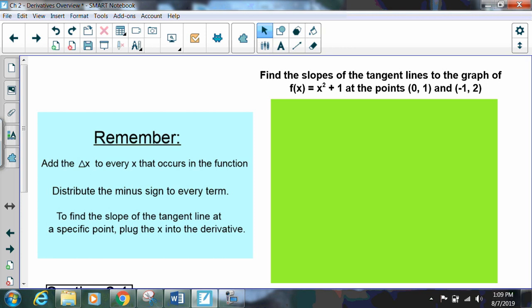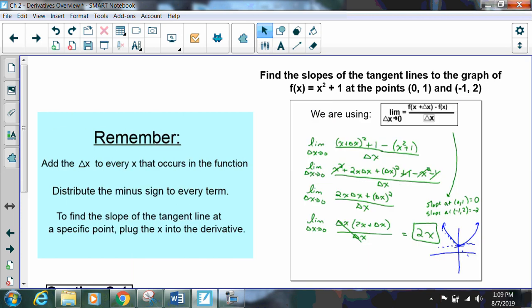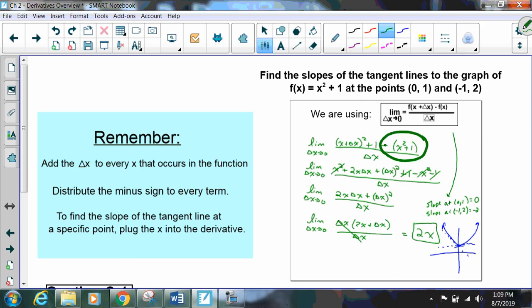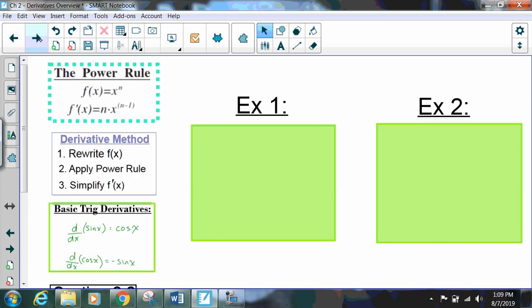So here we go. Find the slopes of the tangent line to the graph of f of x equals x squared plus 1 at two certain points. They're not asking explicitly in the directions, but they will on the test ask you to find it using the definition of the derivative. So just reminders to the left: remember to add a delta x to every x that occurs in the function. Don't forget to distribute that minus sign. This is where people make a lot of mistakes. They forget to distribute that minus sign to that second term, and then we end up with the derivative. If you need to pause this and look over the steps, go ahead and do so. I'm moving forward, and here we go.